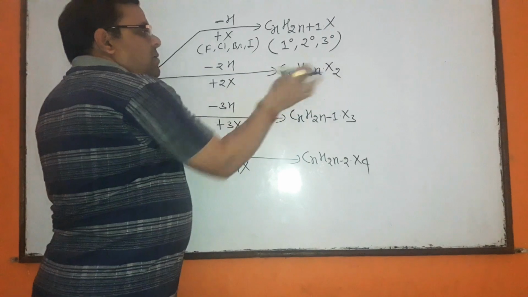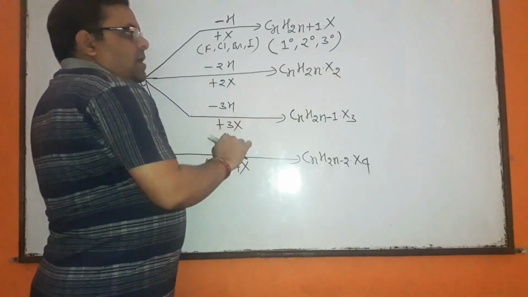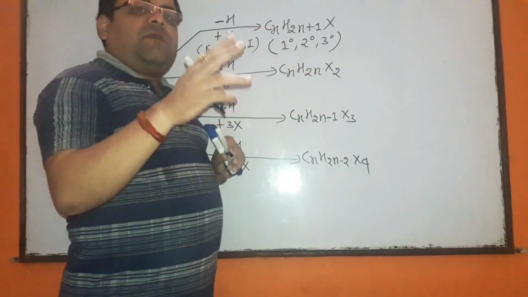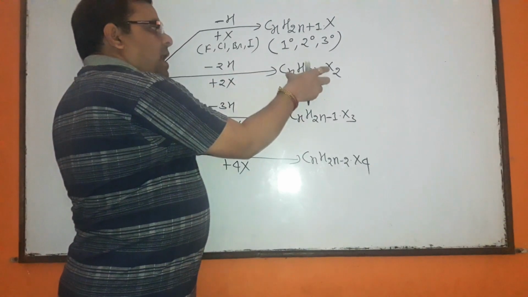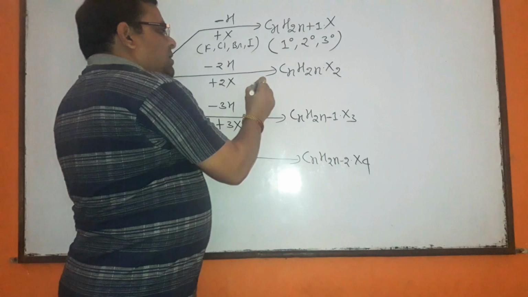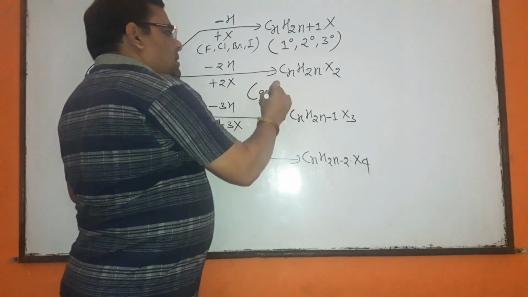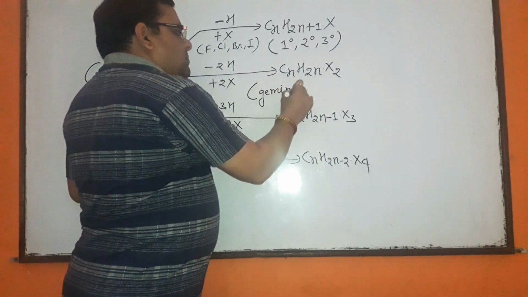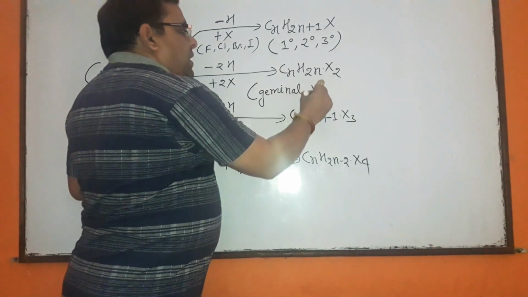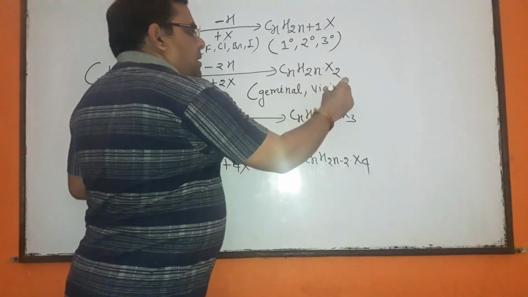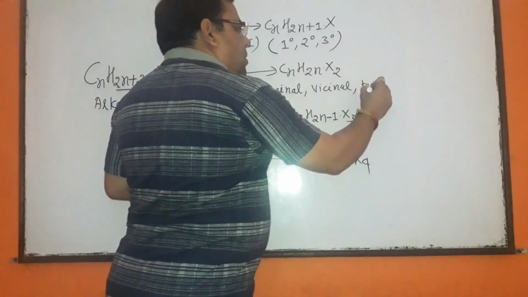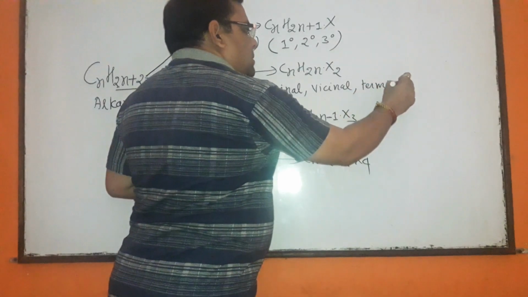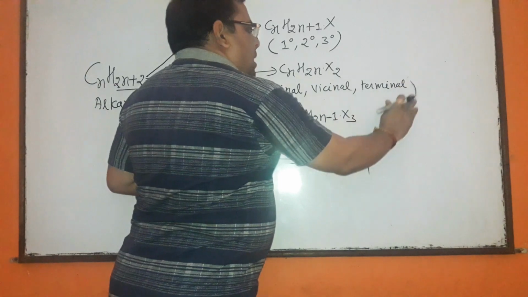Similarly, dihalogen derivatives having two halogen elements, on the basis of position of the halogen elements in the carbon chain, can also be further classified into three categories: geminal halide, vicinal halide and terminal or alpha-omega halide.